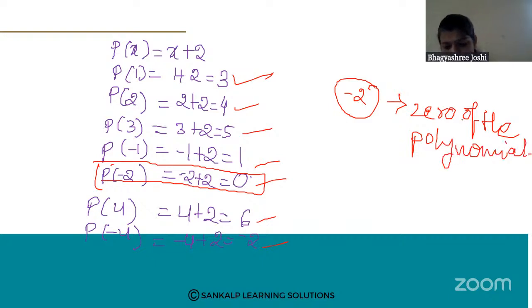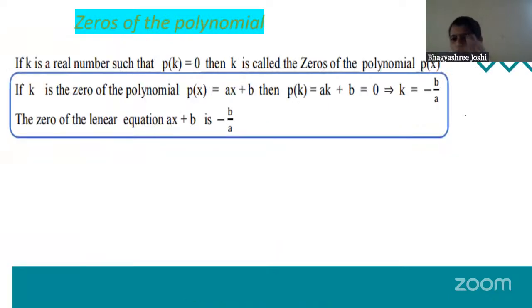Okay, yes. Next, then what do you mean by zero of the polynomial? If k is a real number such that p of k is equal to 0, then k is called the zero of the polynomial p of x. If k is the zero of the polynomial p of x is equal to ax plus b, then p of k is equal to ak plus b is equal to 0.